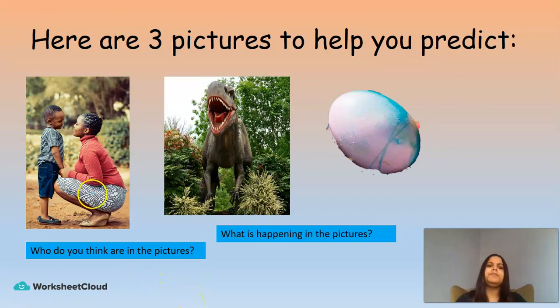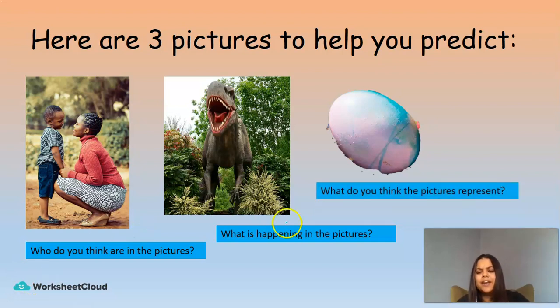So the mom looks like she's telling the boy something, okay? And the dinosaur looks quite angry. And again, we have the egg. So before we are going to read the story, grade 4s, we are really going to analyze these pictures. What is it telling us about the story before we read the story? And what do you think the pictures represent?